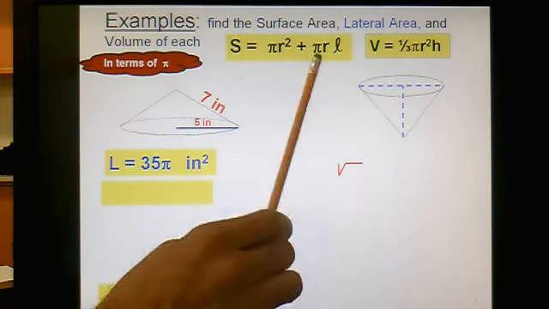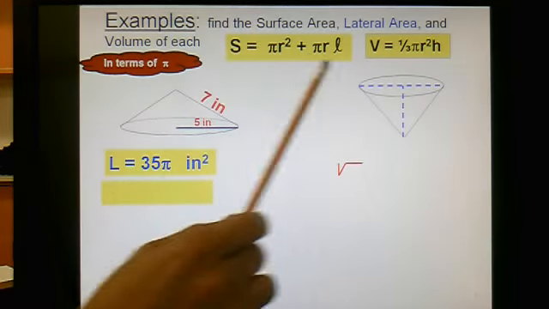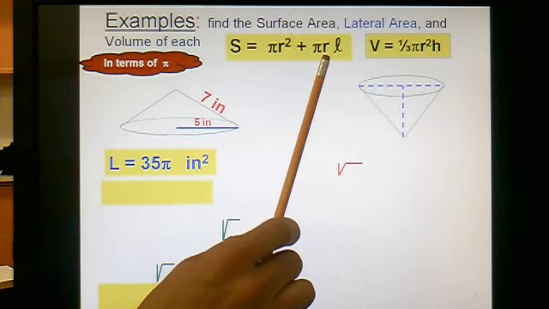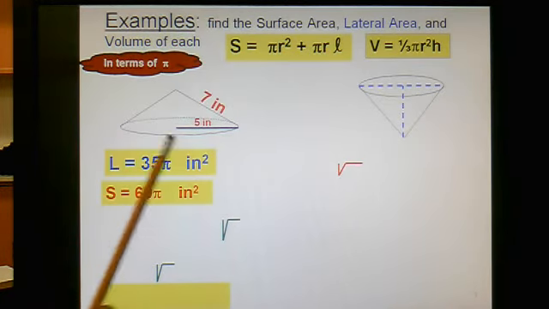So the lateral area, and I'm asking for all three of these, surface area, lateral area, and volume. The lateral area is just this part of the equation, 35 pi. The total surface area is just adding in the 25 pi, adding in the circular base. I'm not showing a lot of calculations on there.